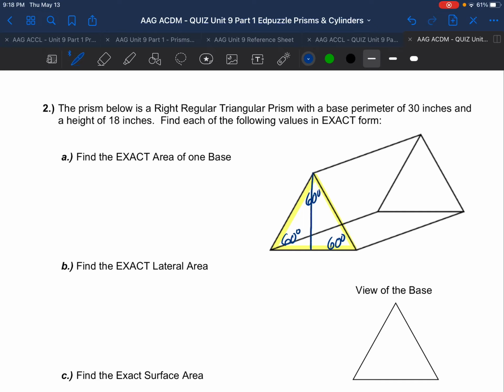When you draw the height of this triangle, it's going to split it up into very special triangles. Okay, so what I'd like you to do here is take your time. They did tell us that the perimeter of each base is 30. So let's think, 30 divided by 3 is going to give us 10 on a side, right? So what I'd like you to do first here is find the exact area of one base. If you want, guys, you can use this extra picture down here of this equilateral triangle. Good luck finding the area of one triangle.